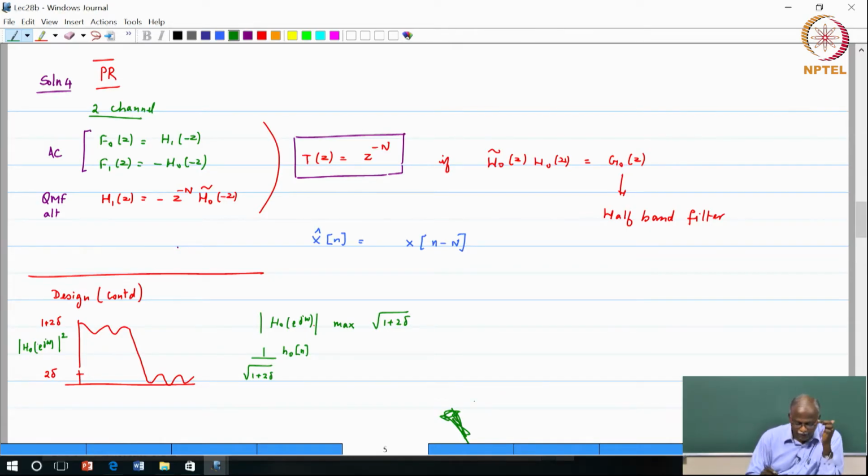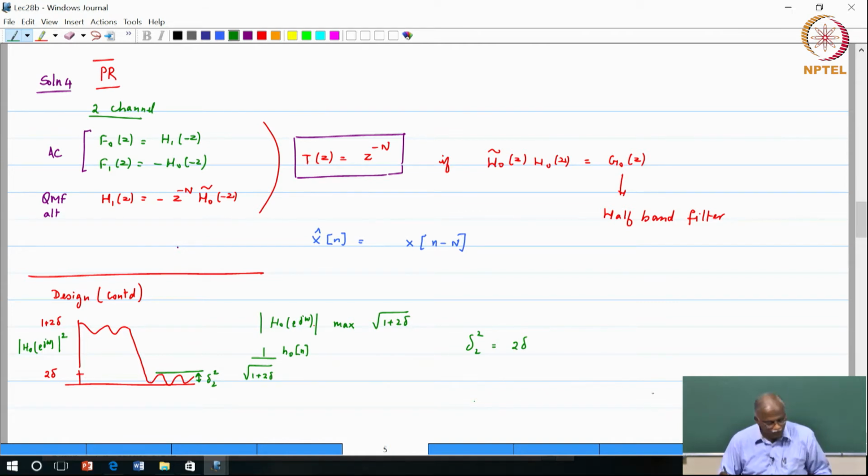Now, I just want to look at what is the stop band attenuation that we will achieve for H naught. If you think of this as the stop band of H naught magnitude squared, then I would have to call this delta 2 squared. So, delta 2 squared is equal to 2 times delta, right? So, 2 delta is delta 2 squared.